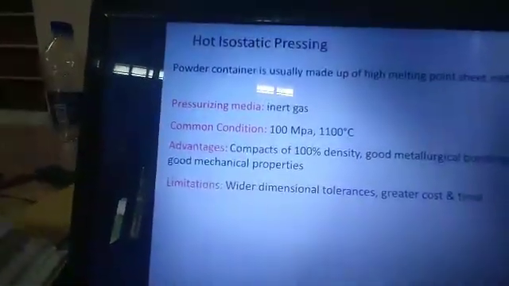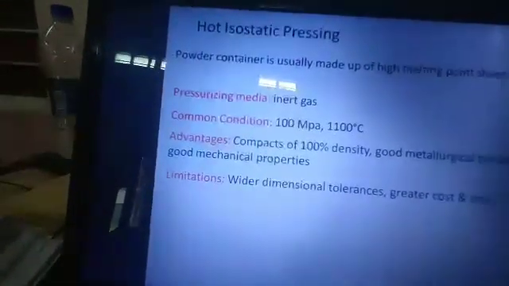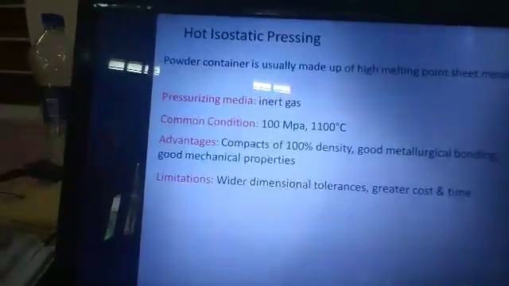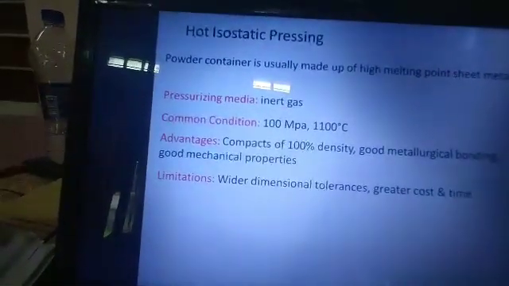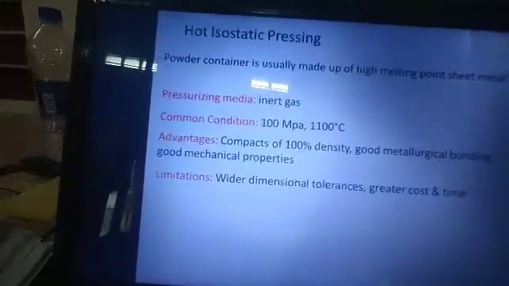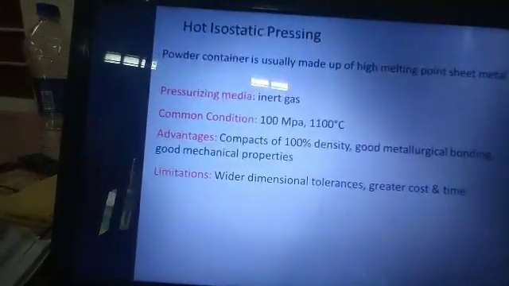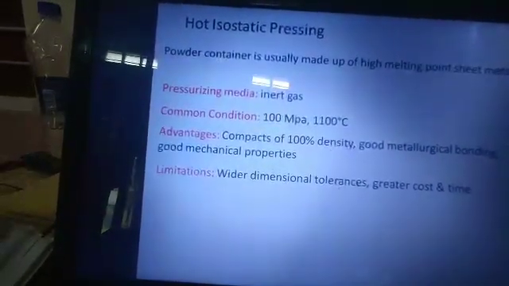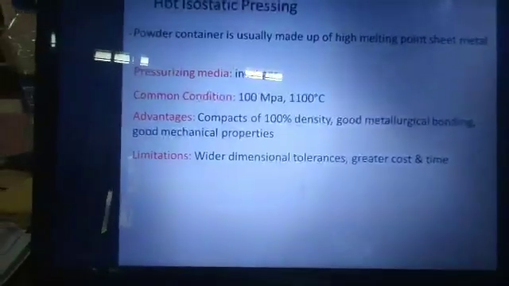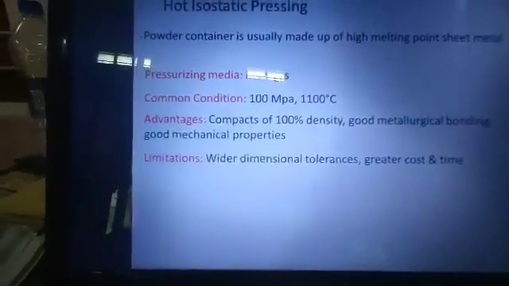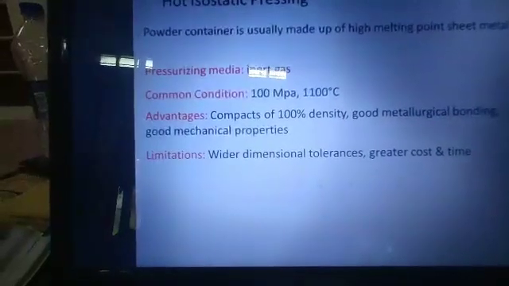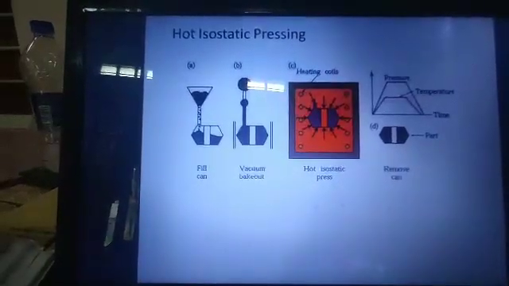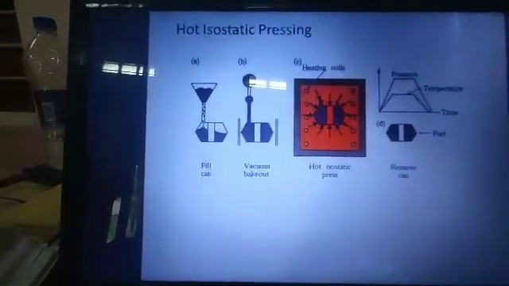Hot isostatic pressing: in hot isostatic pressing, the powder container is usually made of high melting point sheet metal, and it occurs in an inert gas atmosphere at a pressure of 100 megapascal and a temperature of 1100 degrees centigrade. The advantages are 100% density, good metallurgical bonding, and good mechanical properties. Limitations are high dimensional tolerance, greater cost, and more time required. This is the diagram for the hot isostatic pressing process.